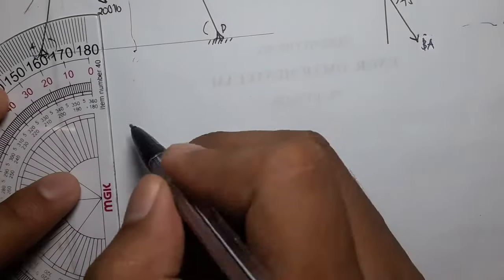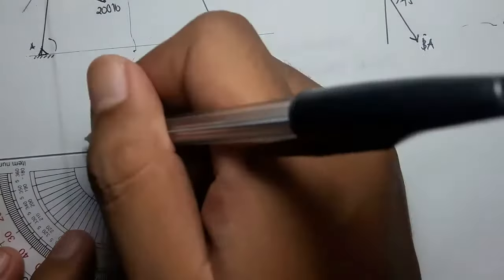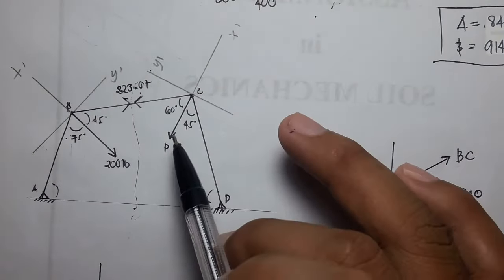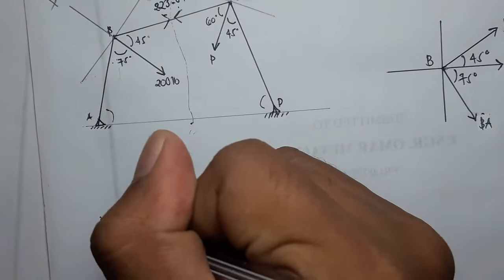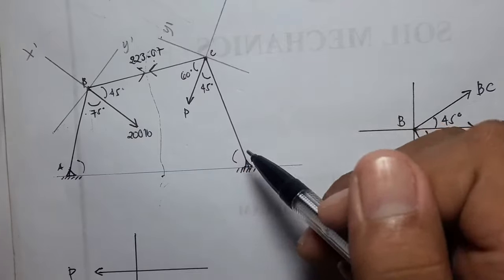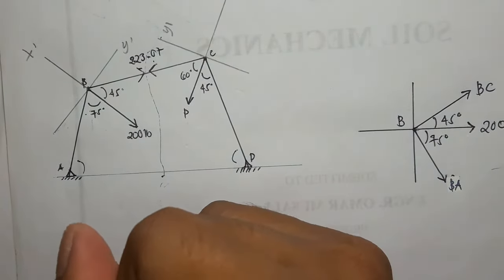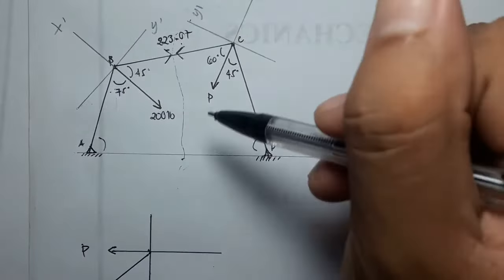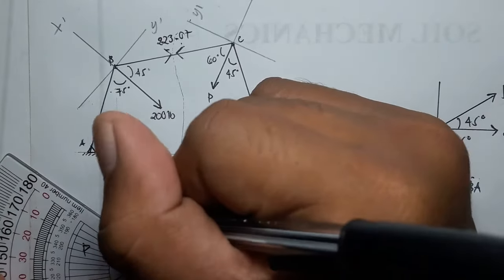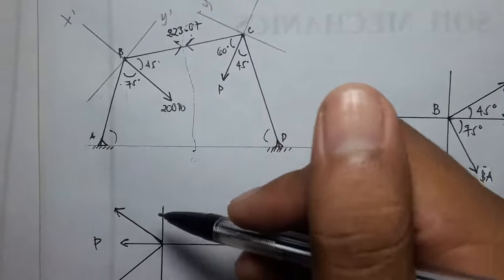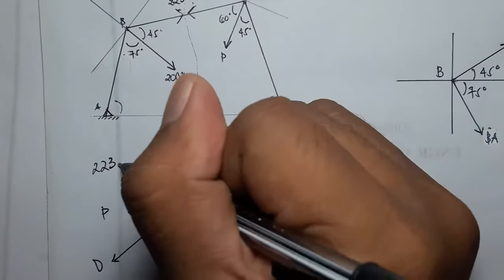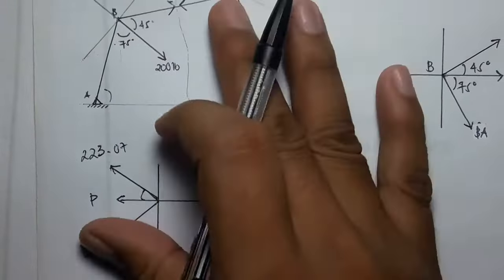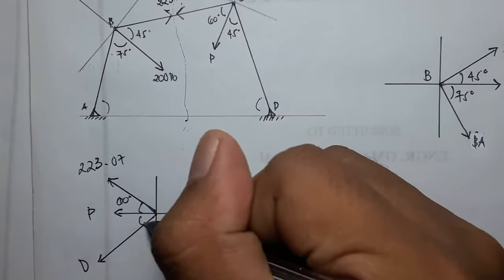Next we will be making the second segment, the point C. This is point C, and I did rotate the axis there, so my P is going here, then 45 degrees for D, so my D is going here, then my CB, the 223.07, at 60 degrees. So this is 60 degrees and 45 degrees.